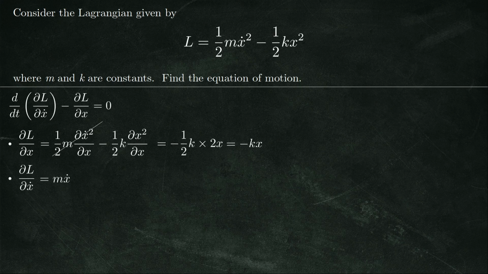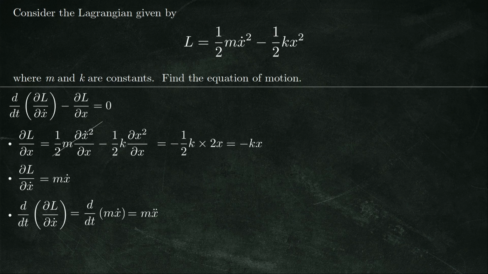Similarly, only the first term contributes because the second term is not a function of x dot, it's just a function of x. And now we need to do the time derivative of that dL by dx dot term. So we take the time derivative of m x dot, which becomes m x double dot. So we've gone from the first derivative of x to the second derivative of x.